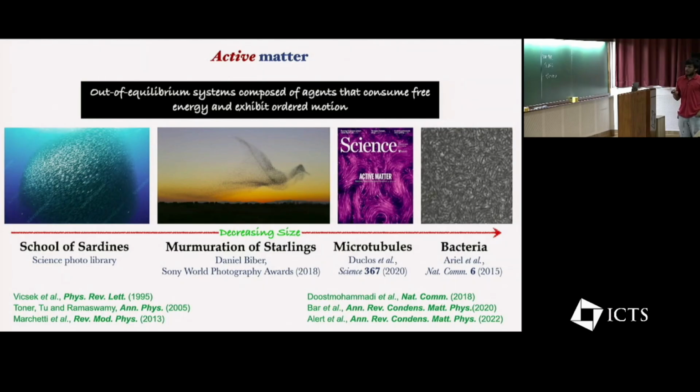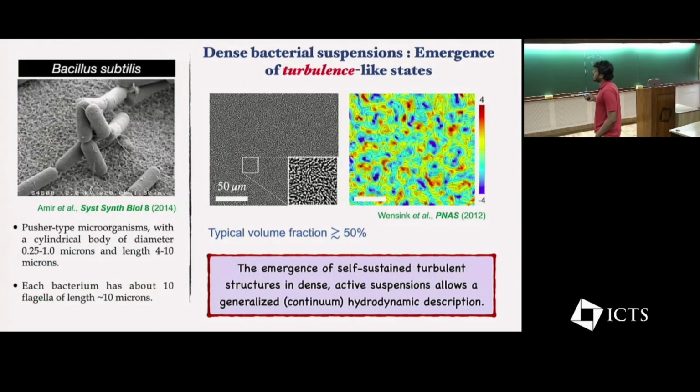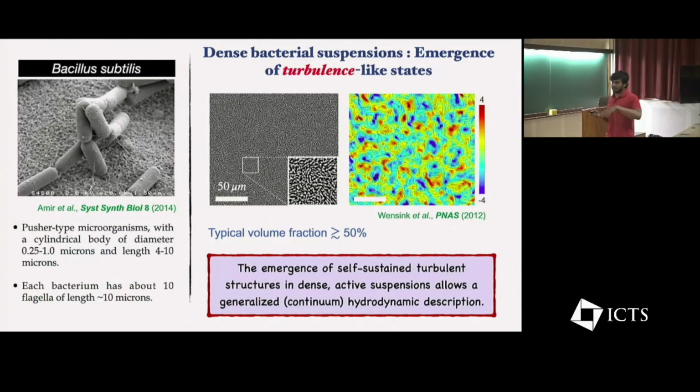Perhaps the earliest work in this direction of dense bacterial suspensions, which also indicated turbulent, chaotic flow features, was by Wensing et al. They performed an experiment in quasi-2D with Bacillus subtilis bacterium and found that the suspension exhibits these chaotic features. If you analyze the local motion by PIV imaging, you will see that these vortex structures appear. Now, how do we model these things?